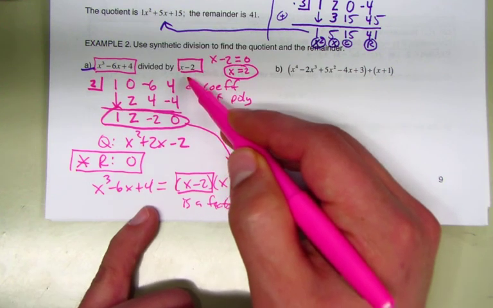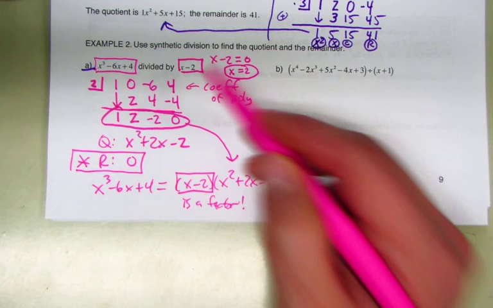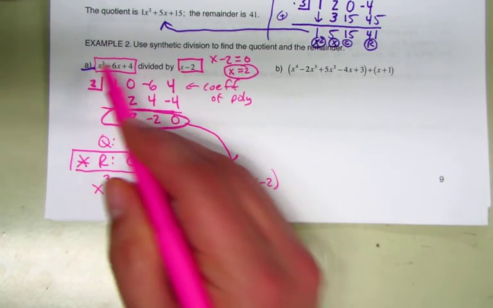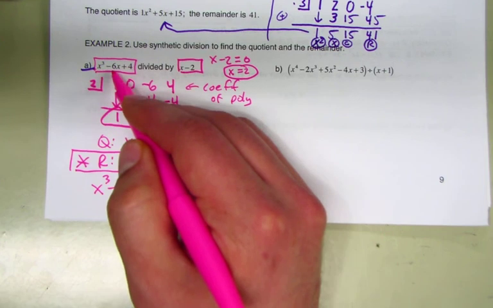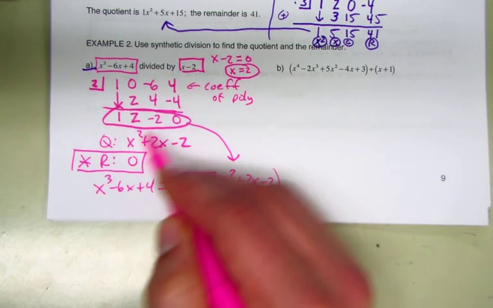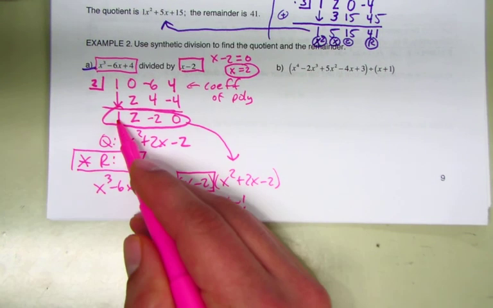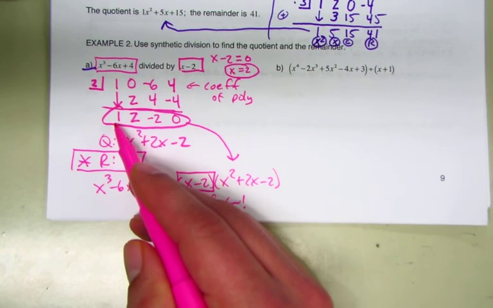Does that make sense? But for instance, if I have something like x squared, in fact, let's say this was x squared minus 6x plus 4. Then my first term will just be x, right? Or if this were a 3 down here, then it'd be 3x. Does that make sense?